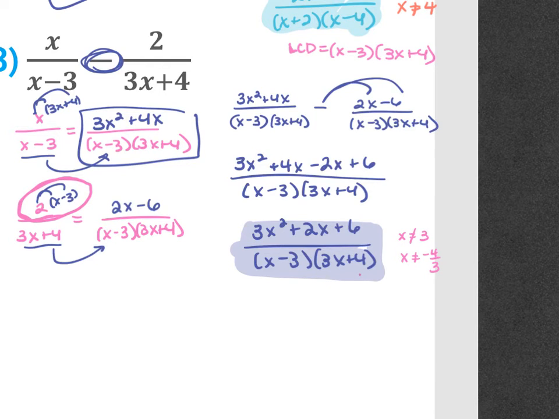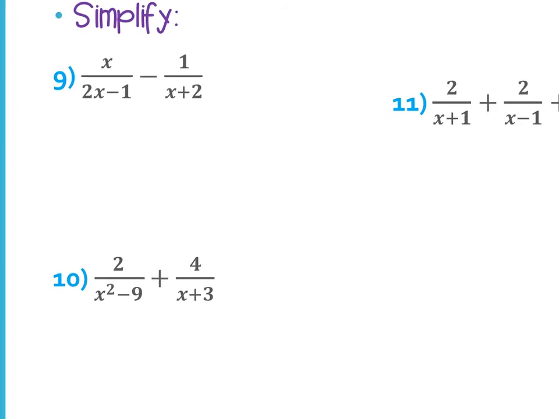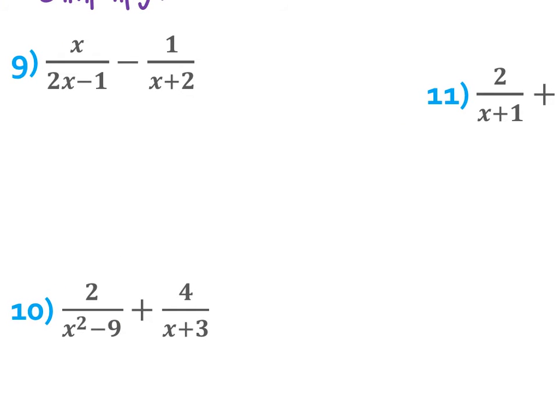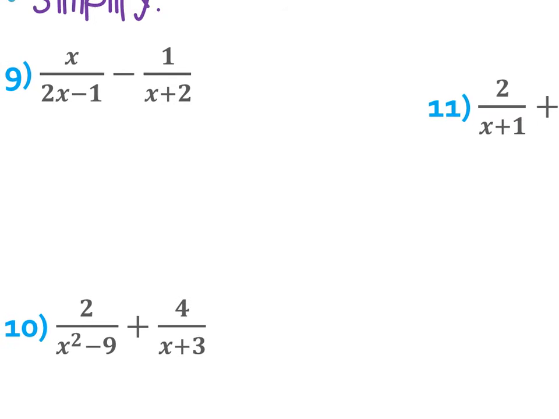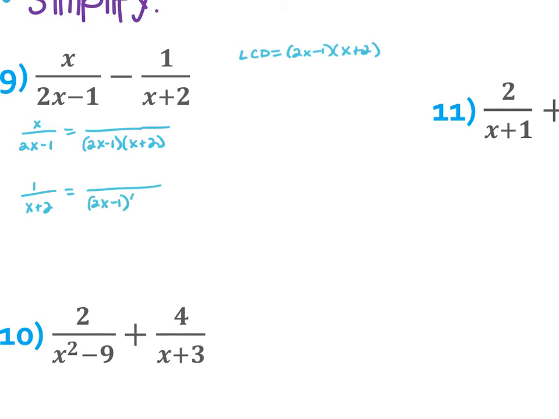Okay, last slide of examples on this one. And again, we'll go piece by piece. So look at number 9. My denominators are 2x minus 1 and x plus 2. Neither can be factored, and those are both different terms. So my least common denominator is the product of them, 2x minus 1 and x plus 2. I have to make x over 2x minus 1 be something over 2x minus 1 and x plus 2. And I have to make 1 over x plus 2 become something over 2x minus 1 and x plus 2.